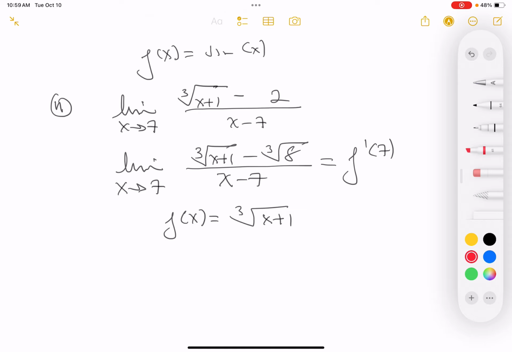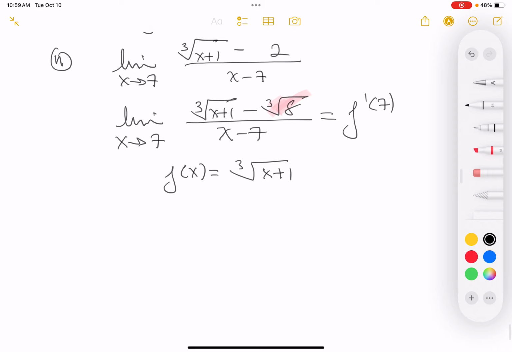If anything's confusing at this point, it might be this thing over here. But if x is 7, x plus 1 would be 8. So it stands to reason. So that was letter N. And now we'll move on to the next one. And let me just make sure we're moving along okay. And we'll go to letter O now.